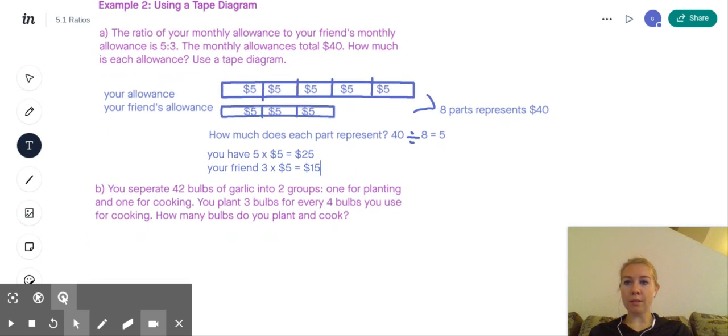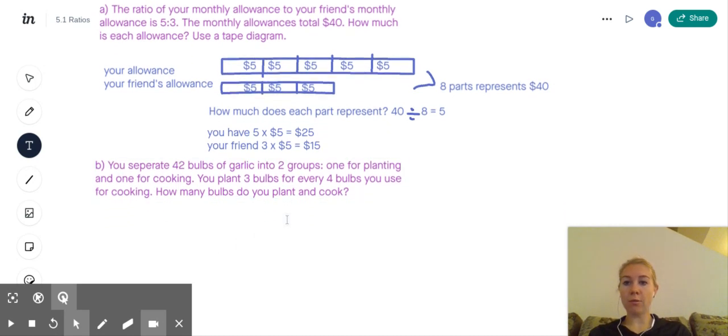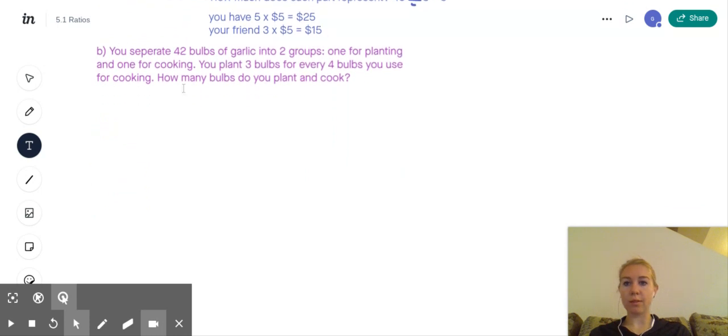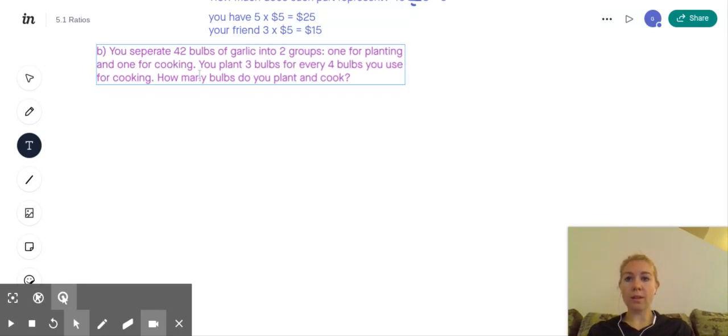Let's go through another one. I encourage you to pause the video and see if you can at least get a start on this one on your own. Okay, problem B says you separate 42 bulbs of garlic into two groups, one for planting and one for cooking. You plant 3 bulbs out of every 4 bulbs you use for cooking. How many bulbs do you plant and cook?